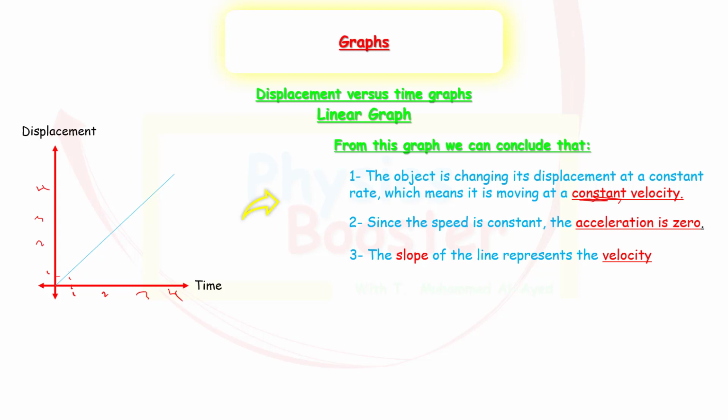Now, what we can also conclude from this drawing, since the speed is constant, is that the acceleration here is equal to 0. The second and most important thing that we can conclude from this drawing is that the slope of this line will represent the velocity, okay? As a quick reminder, what is the slope and how can we calculate the slope?